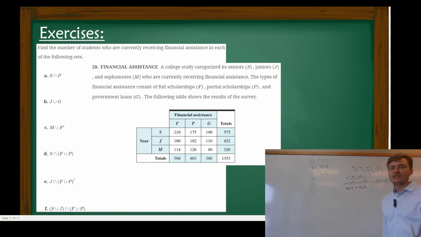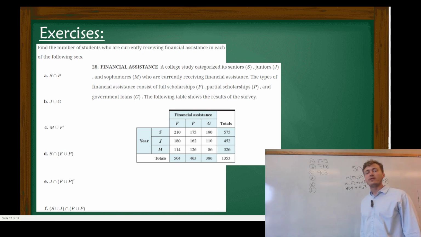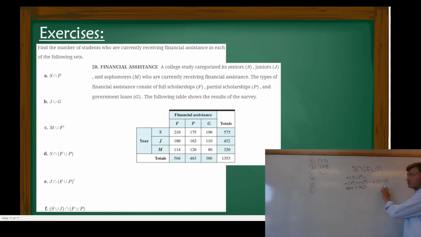Minus the intersection. Notice here for F and P on the graph, they don't intersect. They're mutually exclusive. There is no overlap. This number is 0, and subtracting 0 doesn't change anything. So here's the example of having two mutually exclusive or disjoint sets. Either you're on full scholarship or you're on partial. There is no overlap. Add 504 to 463. 4 plus 3 is 7. 0 plus 6 is 6. 5 plus 4 is 9. So that's how many we have here, 967.